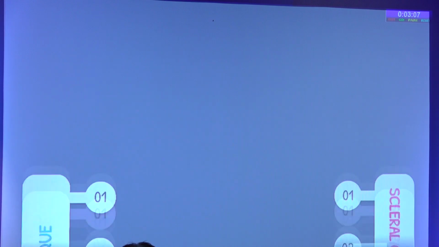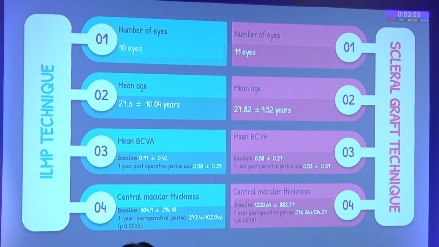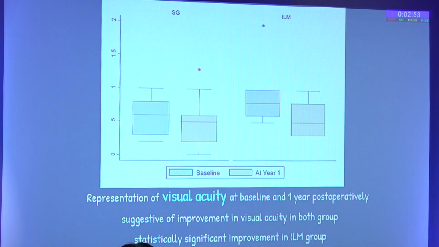Coming to the results, the ILM peeling technique included 10 eyes and the scleral graft technique included 11 eyes. The mean age was comparable in two groups, at 27 years. This is a box plot demonstrating representation of best corrected visual acuity at baseline and 1 year post-operatively.